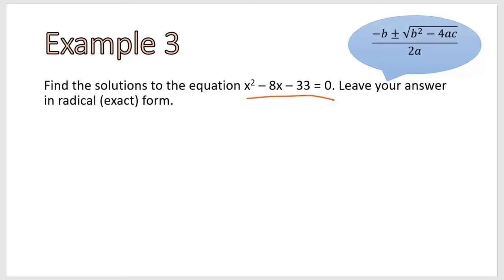The highest power that x is raised to is 2. It's already set to 0, so that means I can read off the values for a, b, and c directly. A is equal to 1, b is equal to -8, and c is equal to -33.